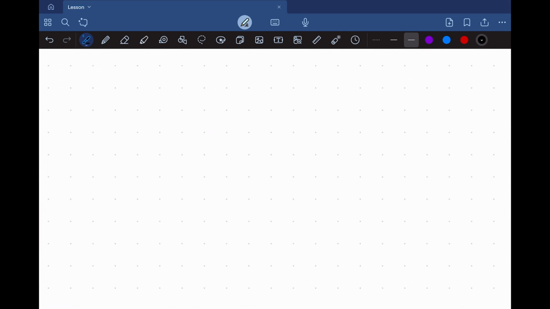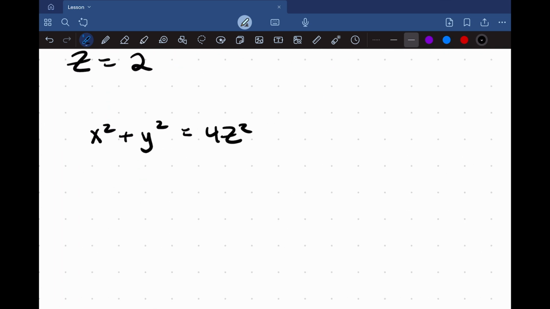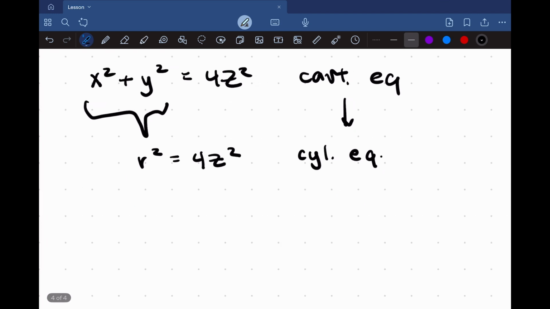So let's say we have x squared plus y squared equals 4z squared. Just like we defined before, x squared plus y squared is equal to r squared. So we can substitute this, giving r squared equals 4z squared. Now this Cartesian equation was just converted into a cylindrical equation. Now let's apply this to another equation, since this was just a simple application.